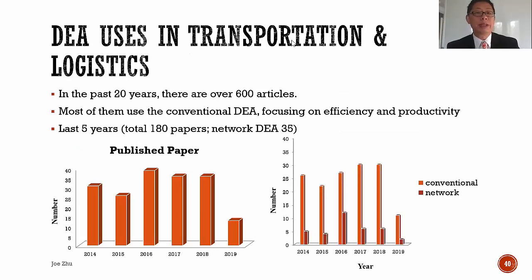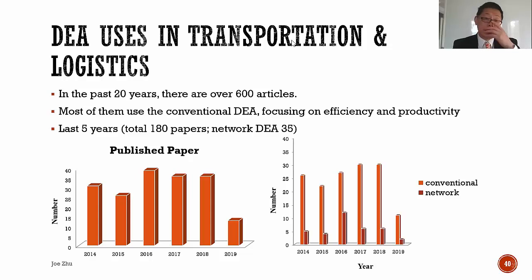So this is a kind of brief story. Again, DEA is used in transportation and logistics. In the past 20 years, there are about 600 articles. Most of them are using conventional DEA, focusing on efficiency and productivity. In the last 5 years, about 180 papers, of which 35 use a network DEA. So they started to use network DEA in transportation and logistics systems.